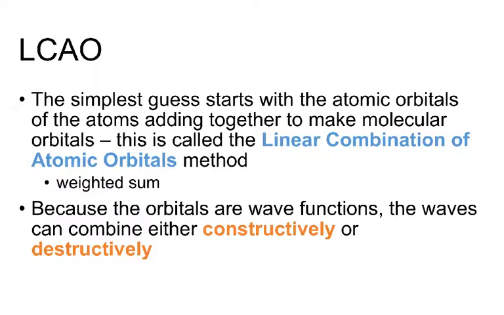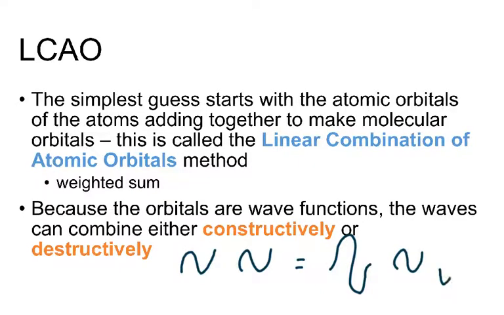The simplest of the molecular orbital theories is called LCAO, linear combination of atomic orbitals. It's a weighted sum of the atomic orbitals. And because our orbitals are wave functions, our waves can either combine constructively, which if you remember, that means a wave plus a wave, they're in phase, and we get a bigger wave. Or they can add up destructively, which is where we have a wave, and they add up to nothing.